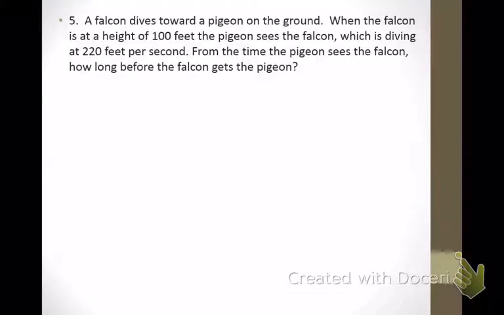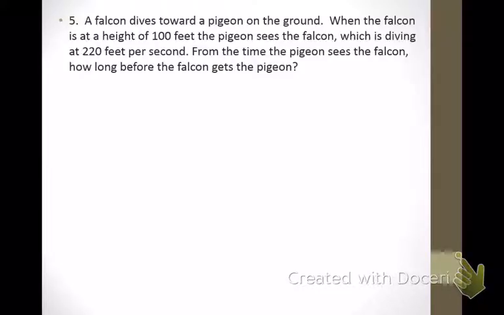Okay? Now you may need to fill in more of the formula than even that. For example, consider that a falcon's diving toward a pigeon on the ground. When the falcon is at a height of 100 feet, the pigeon actually sees it. Okay, and the falcon's diving at 220 feet per second. So really, what would be useful for the pigeon is to know how long it has to get out of the way, right? Otherwise, the falcon will scoop him up and eat him. So how long before the falcon gets to the pigeon?